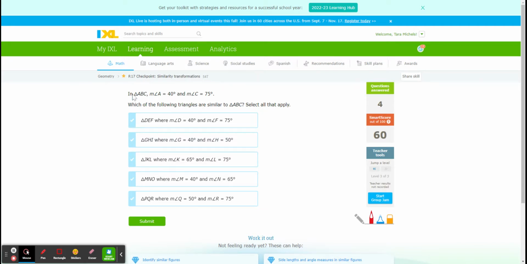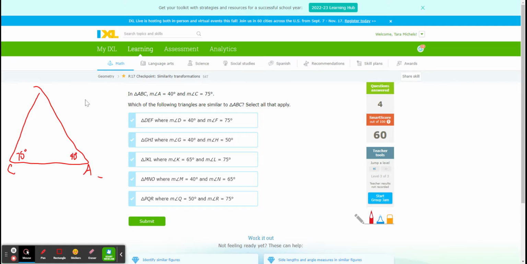All right, one more. In triangle ABC, the measure of angle A is 40. The measure of angle C is 75. Again, take a moment. Draw a picture. All right, so we'll just say A is here. This looks like about 40. We'll say this is C, is 75.